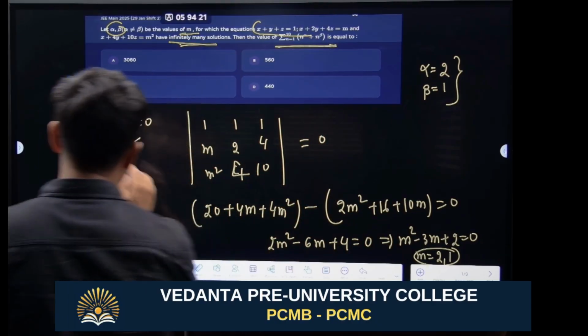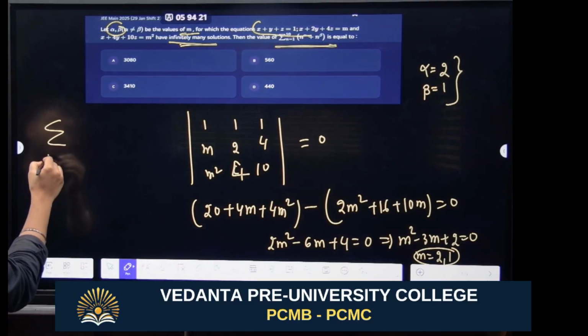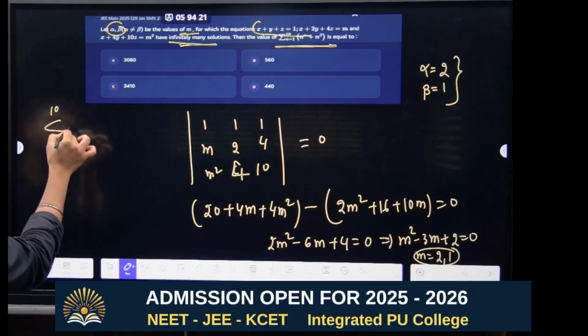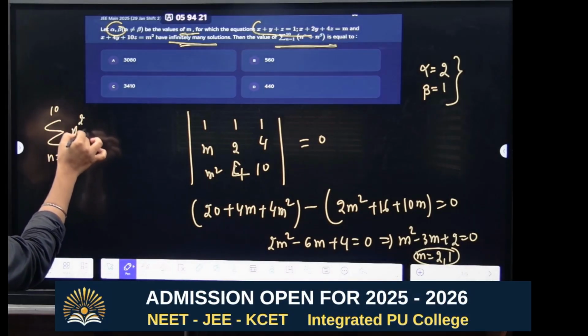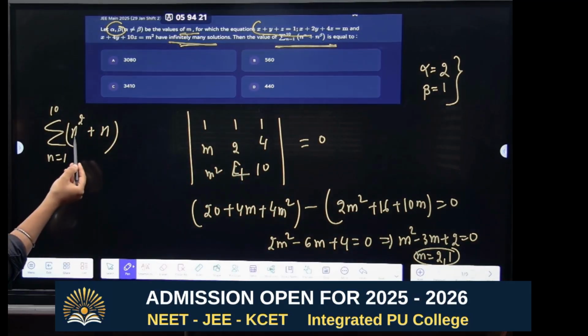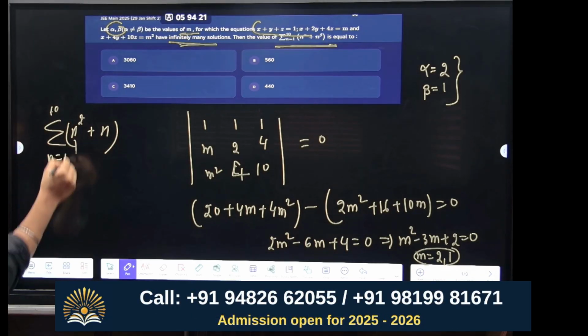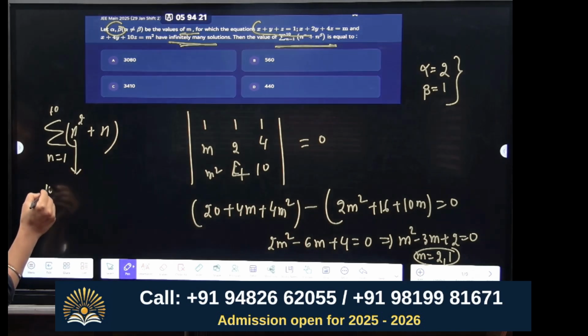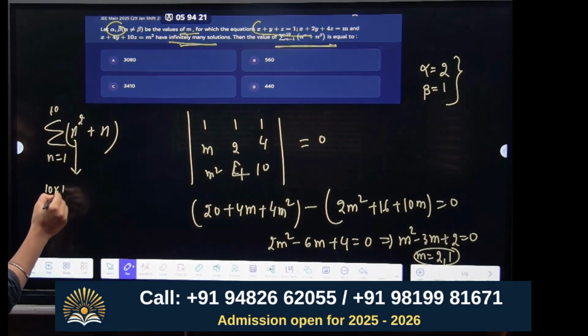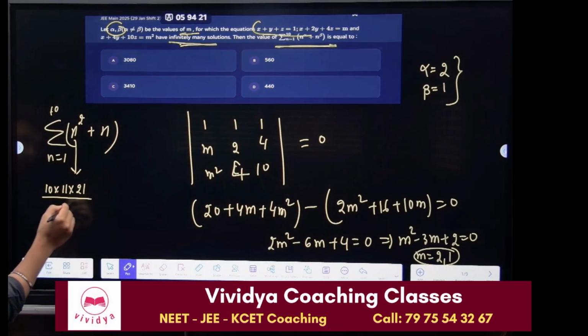So once I solve this expression, now what is given? n is equal to 1 to 10, n alpha, so n square plus n. And you can see that this is nothing but the summation of squares of the first 10 natural numbers. So what will be the formula? Total number of terms is 10. So for this, the formula will be n, where n is 10, n plus 1, which is 11, times 2n plus 1, so 20 plus 1, 21, divided by 6.